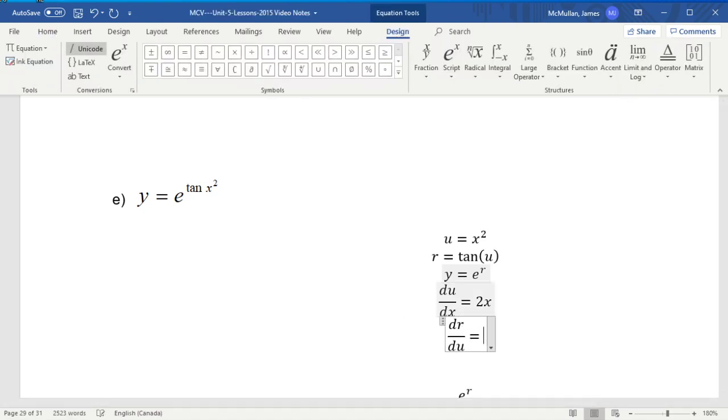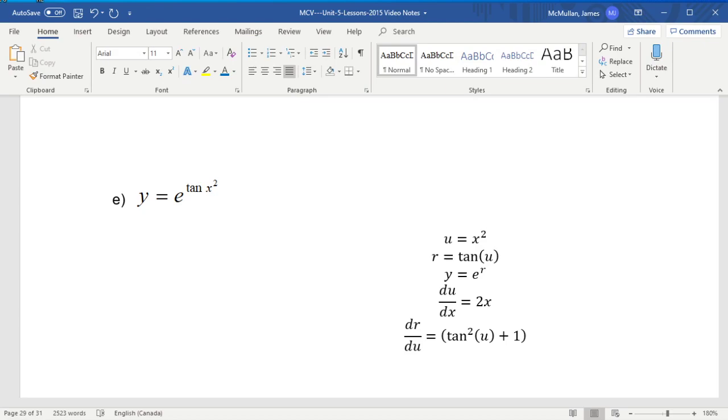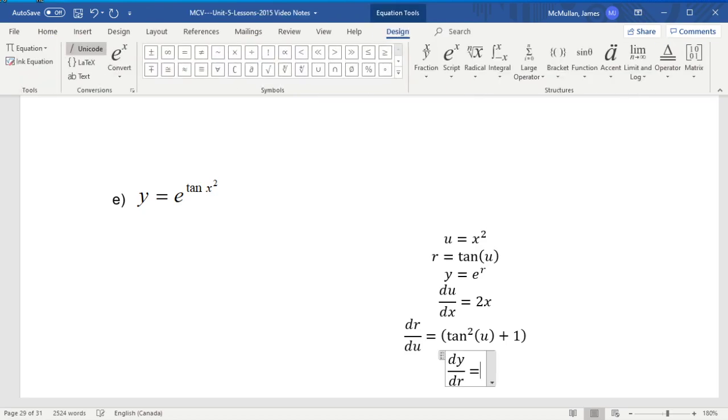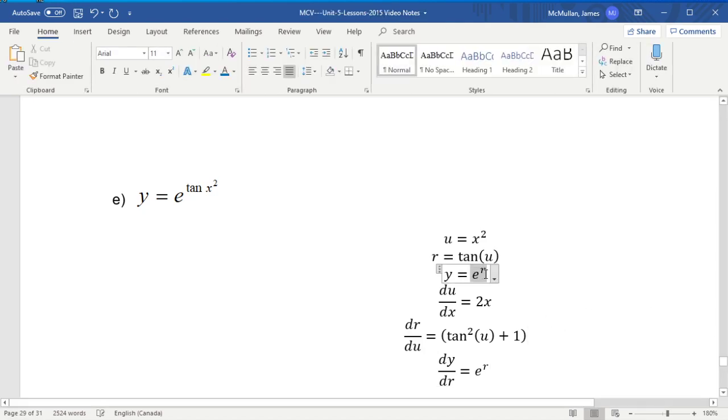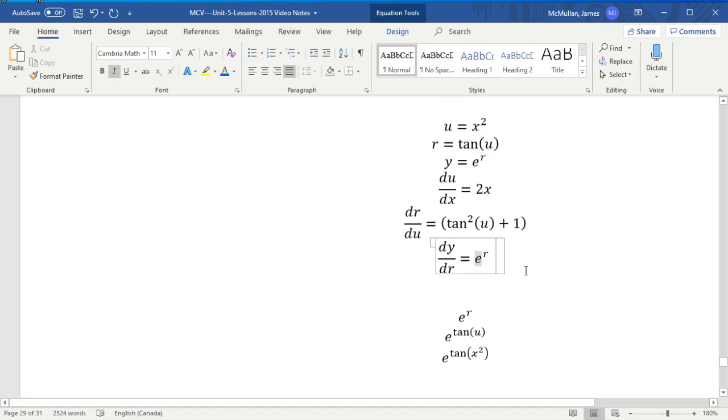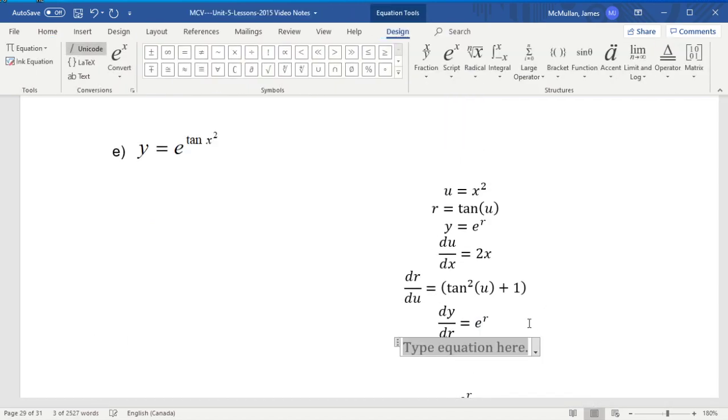dr/du, the derivative of r with respect to u, is tan squared u plus 1. Finally, the derivative of y with respect to r is just e to the r again, because we know the derivative of this one is just e to itself. Now again, how do you do a triple one?